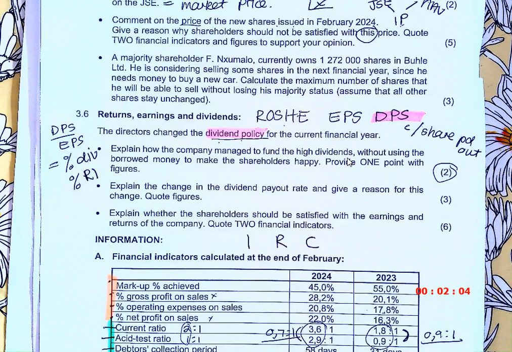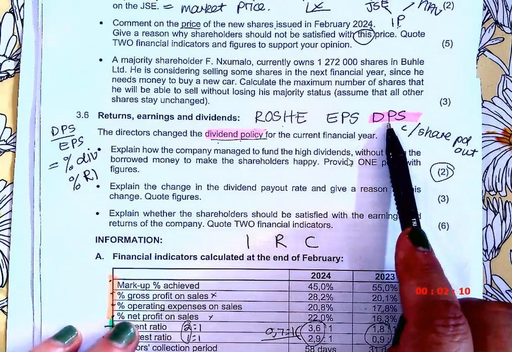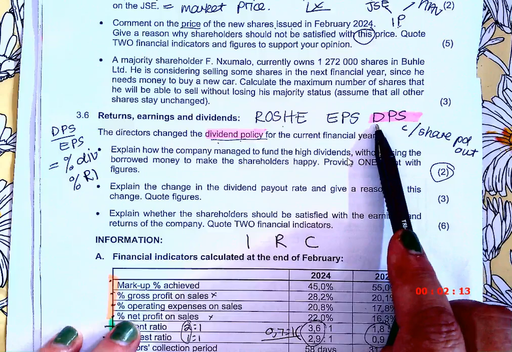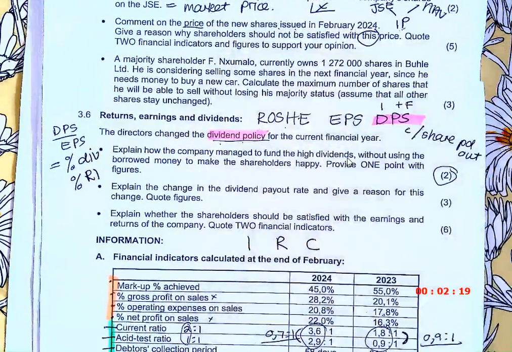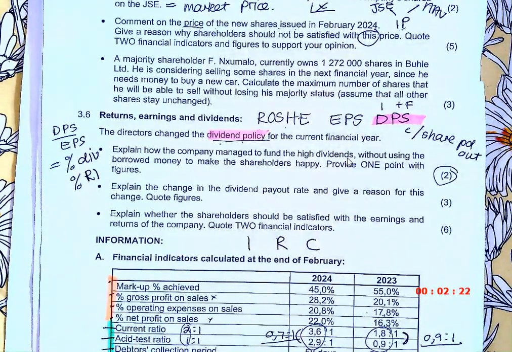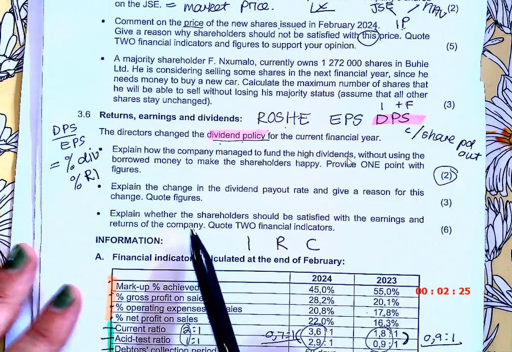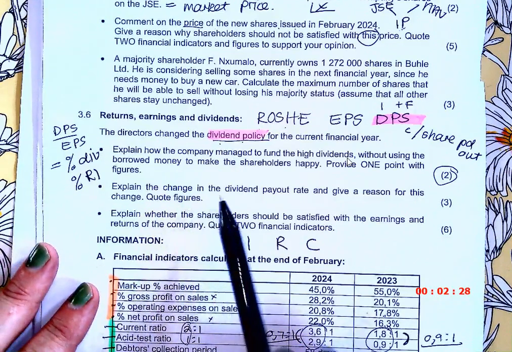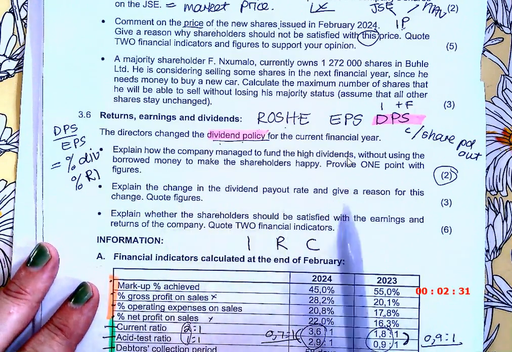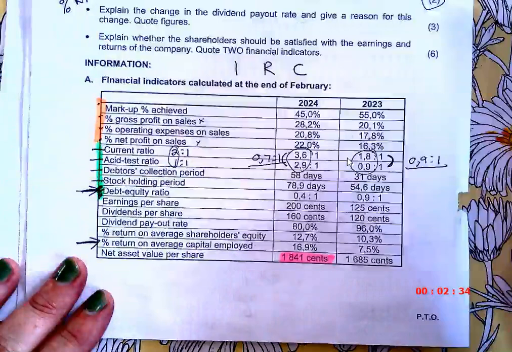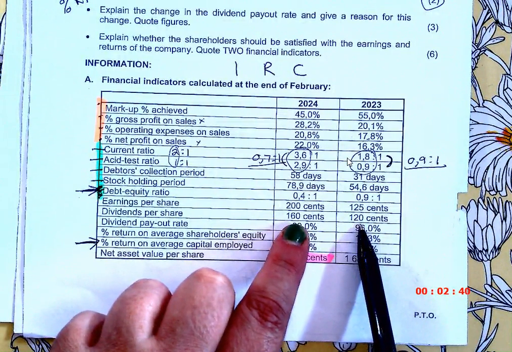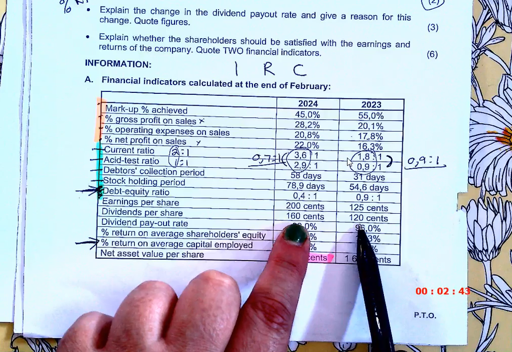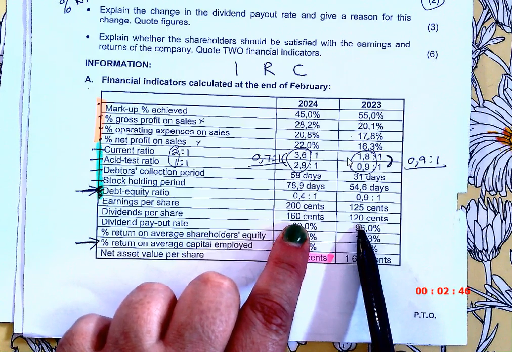Can you see it's two separate questions? In the previous question, they asked me to calculate the DPS. Remember? And then I had to go look at the interim and the final. I did the two calculations. You see the difference? Now, explain how the company managed to fund the high dividends. Okay, now let's quickly go look at the info. Can you see the dividends per share increased from 120 to 160 cents? So they're paying more per share.